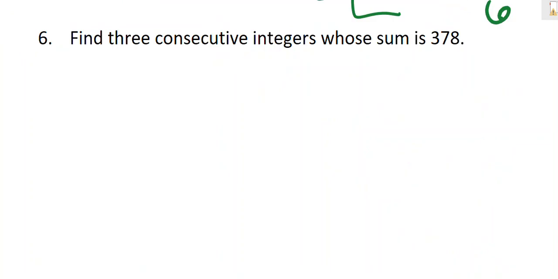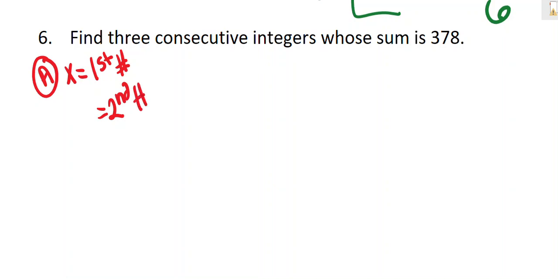The other question that we didn't get to was number 6, which is to find 3 consecutive integers whose sum is 378. And we've kind of talked about this setup with consecutive, even, and odds. So the first thing we're going to do is establish our variable. X is our first number. Think about how you get to the second number, and finally, that third number.